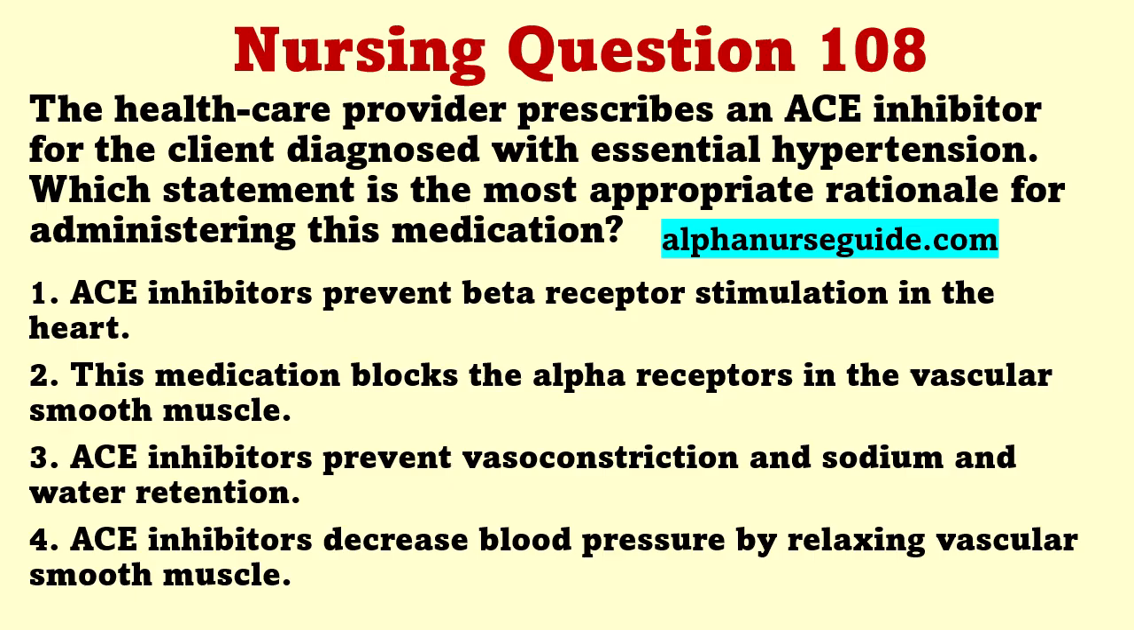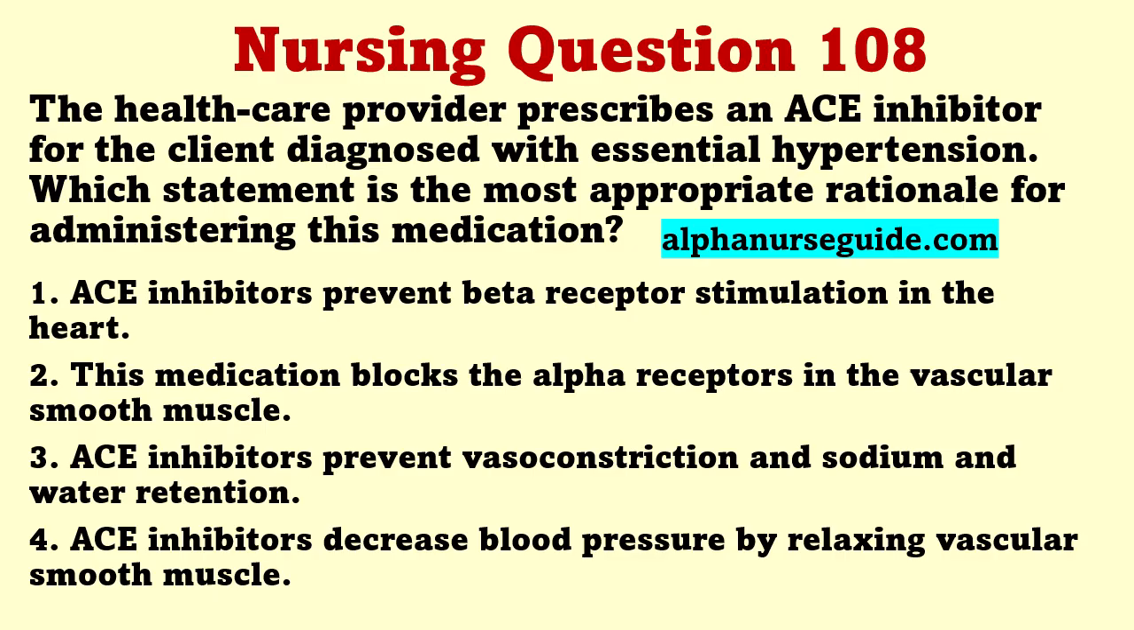The correct answer is 3. ACE inhibitors prevent vasoconstriction and sodium and water retention. Angiotensin-converting enzyme inhibitors prevent the conversion of angiotensin I to angiotensin II, and this, in turn, prevents vasoconstriction and sodium and water retention. Beta-adrenergic blocking agents, not ACE inhibitors, prevent the beta receptor stimulation in the heart, which decreases heart rate and cardiac output.